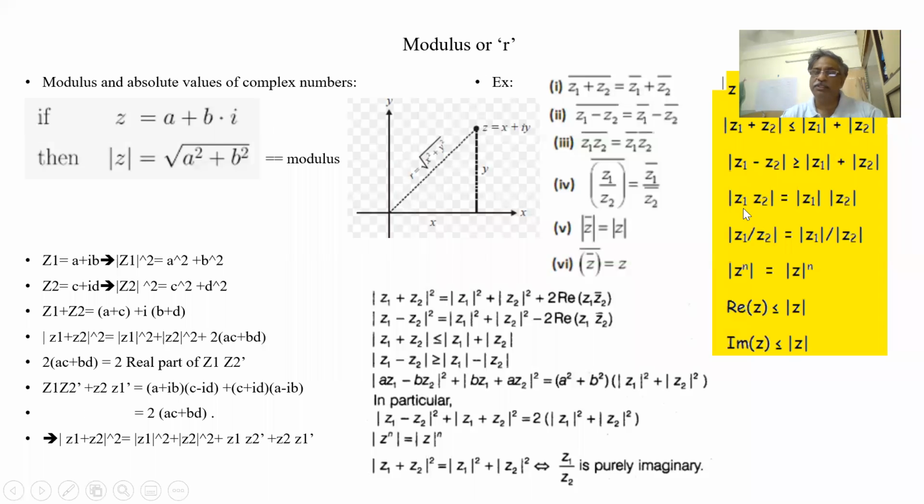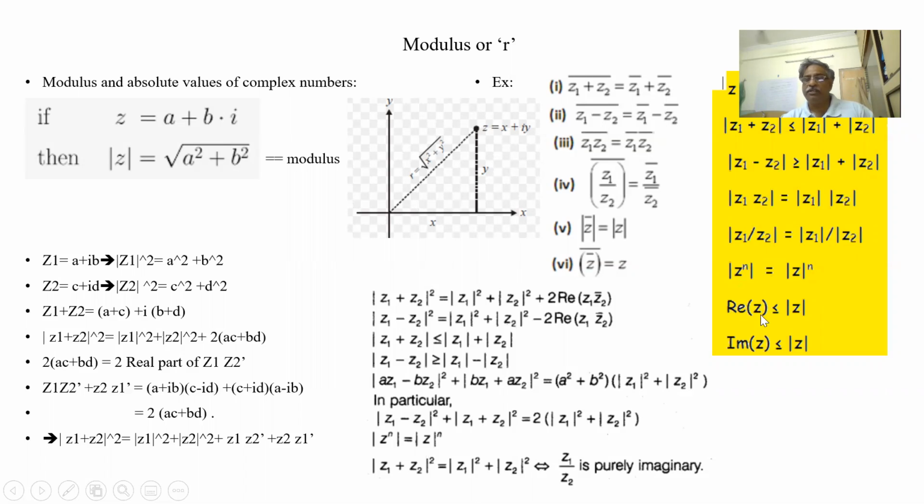So what does the formula say? Mod of Z1 Z2 is equal to mod Z1 into mod Z2. Similarly, Z1 by Z2 is mod Z1 by mod Z2. So the same principle: mod of Z to the power n is equal to mod Z into mod Z into mod Z, n times. So it's just like x1 x2 is x1 into x2, and x to the power of n is x into x into x, n times.